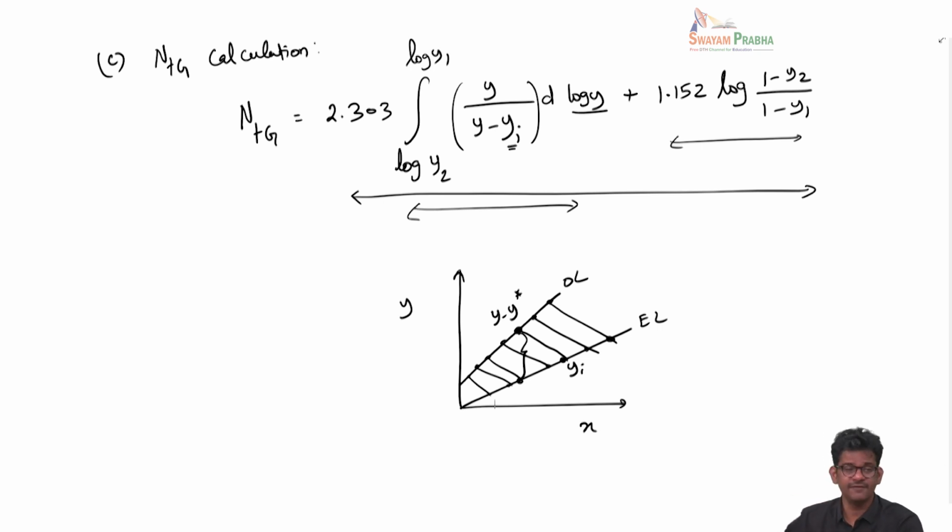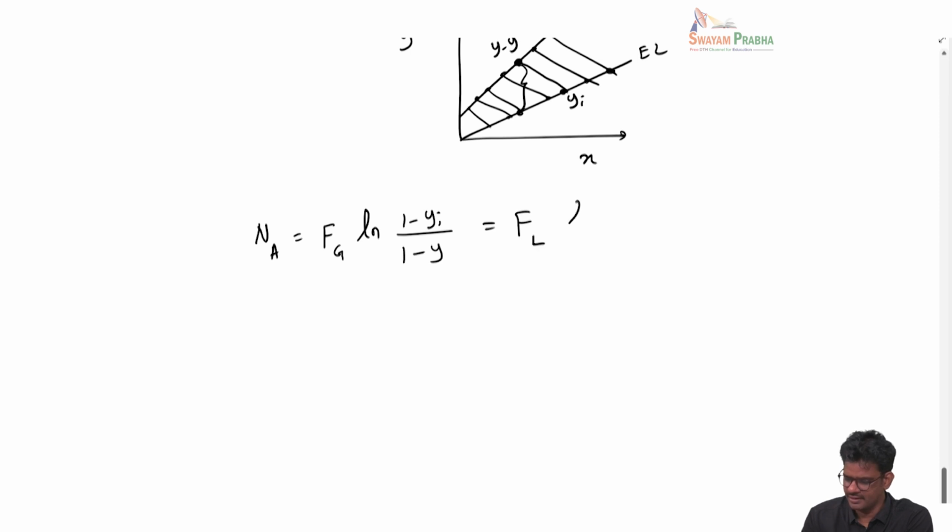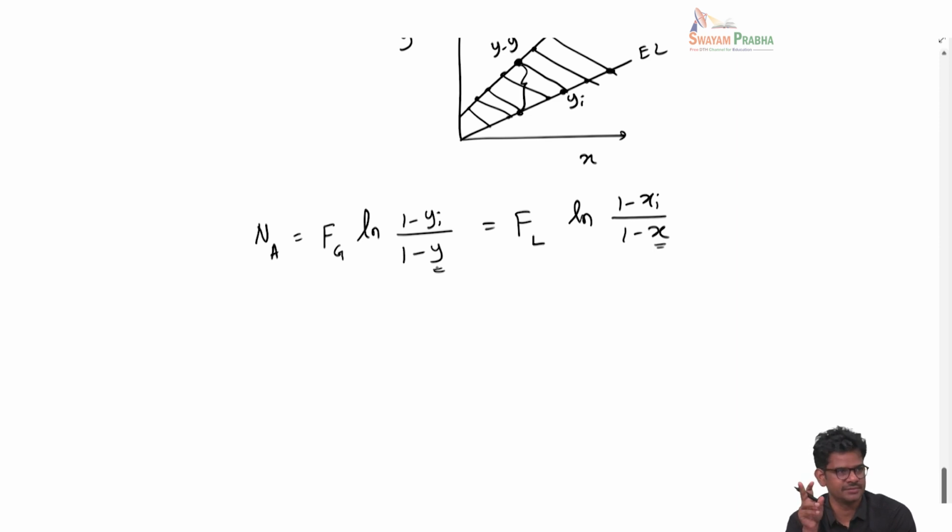So in order to find this driving force line, we are going to use this mass transfer of a concentrated mixture, where we wrote Na is Fg times ln of 1 minus yi by 1 minus y, and that must be equal to Fl ln of 1 minus xi by 1 minus x. So here this x and y are the pair of compositions along the operating line. This xi and yi are the pair of concentrations on the equilibrium line, and the connection between those two is made by these parameters Fg and Fl.